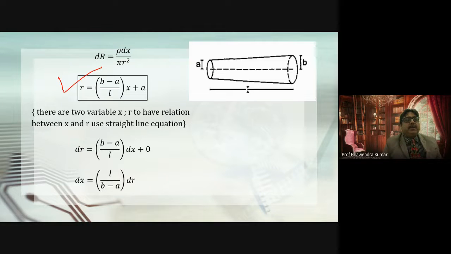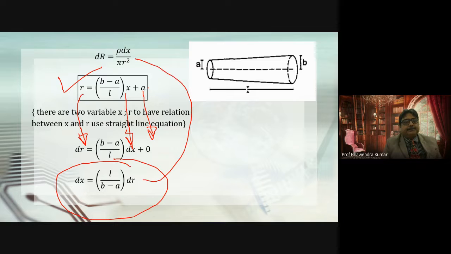r is equal to (b minus a) by l into x. If I differentiate, r will become dr, x will become dx, and derivative of a will be 0. So this is the value of dx in terms of dr. And in place of dx, we can put this variable. And the value of r will change from a to b.